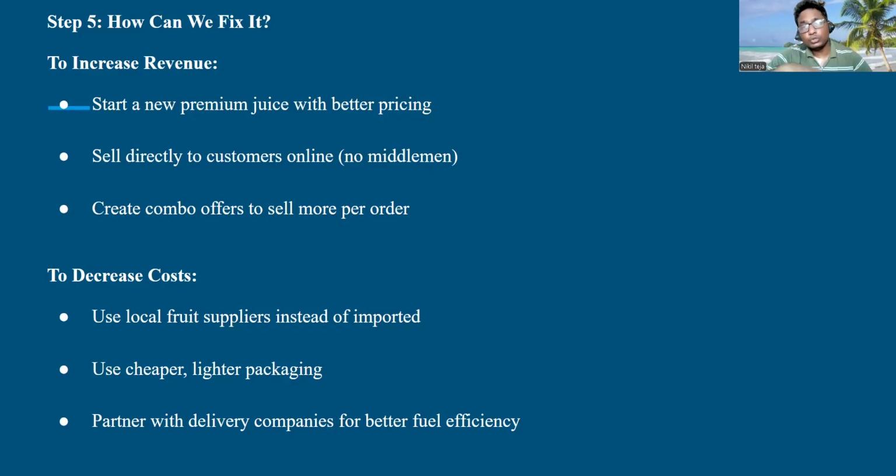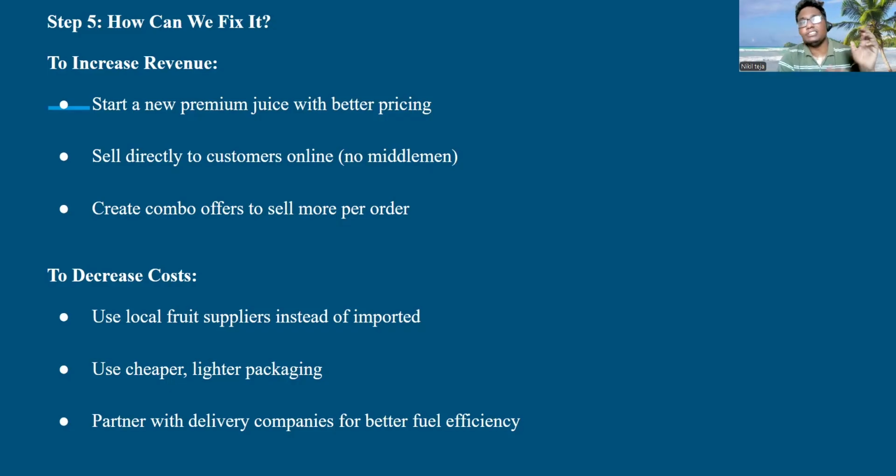Above are the strategies to increase revenue, but let's see the strategies to decrease costs so that we can increase our profits. Use local fruit suppliers instead of imported, local and quality fruit suppliers, so that our cost will be decreasing. Next, use cheaper, lighter packaging. That is also one of the strategies we are giving to the client so that they can decrease the cost and increase the profit. Next is partner with delivery companies for better fuel efficiency. That is also one of the strategies which we are giving as a management consultant to the client.